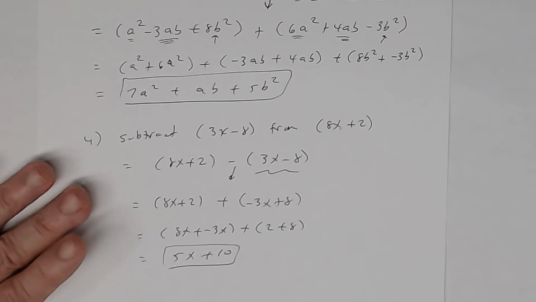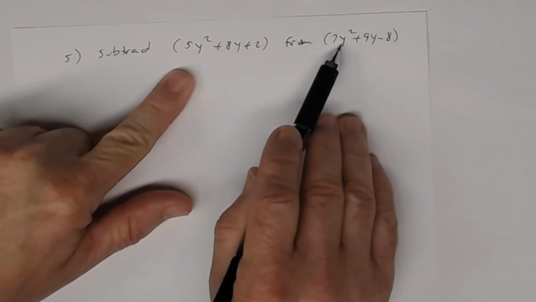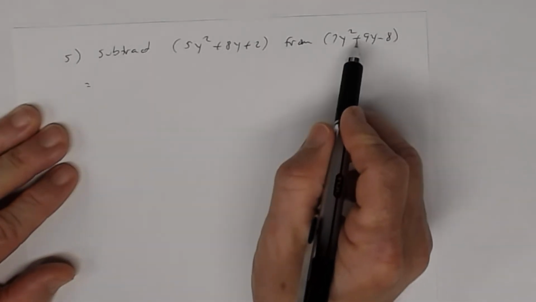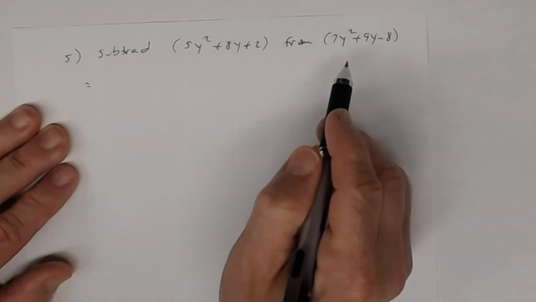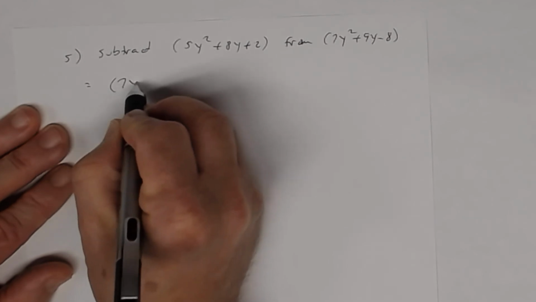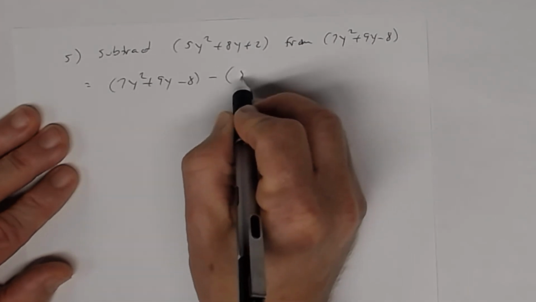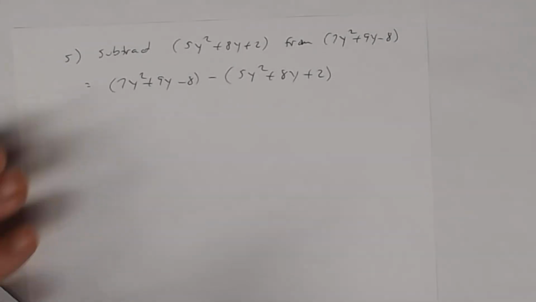Let's look at one more. All right, let's suppose we had this one. So subtract this polynomial from this. It helps if you write out what that means. So that means this, subtract this. The order matters. When you talk about subtraction, the order matters. So that means 7y squared plus 9y minus 8, subtract, and then 5y squared plus 8y plus 2. All right, so that's what that means.